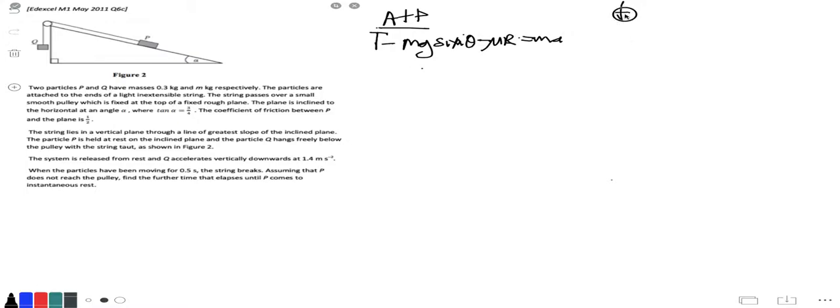Tangent alpha is given as 3/4, so sine alpha equals 3/5 and cos alpha equals 4/5. And a is given as 1.4 meters per second squared.